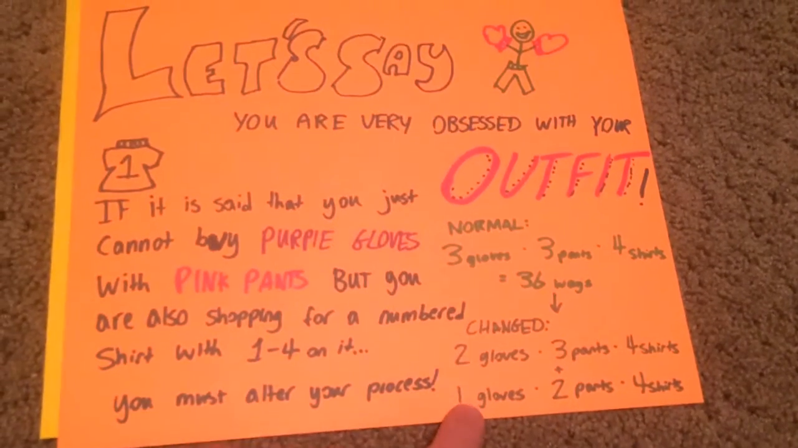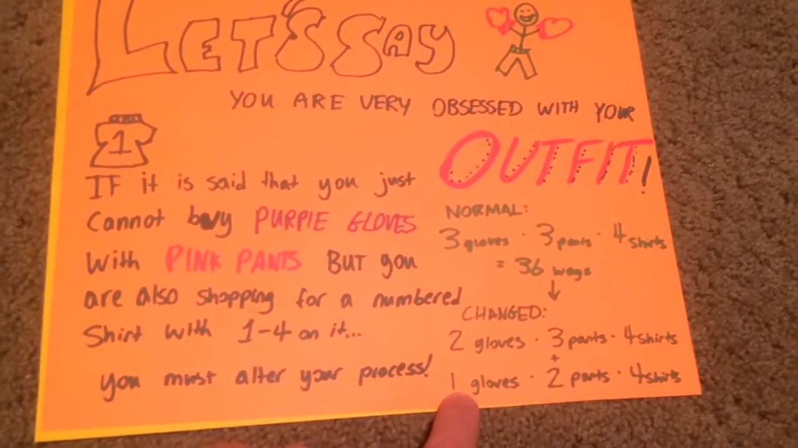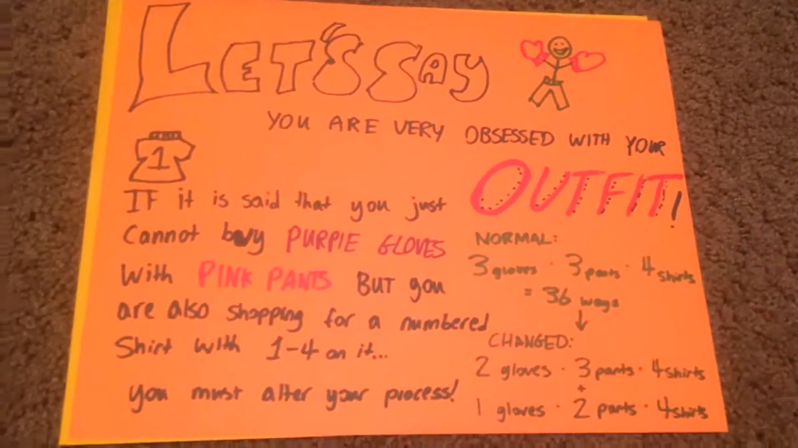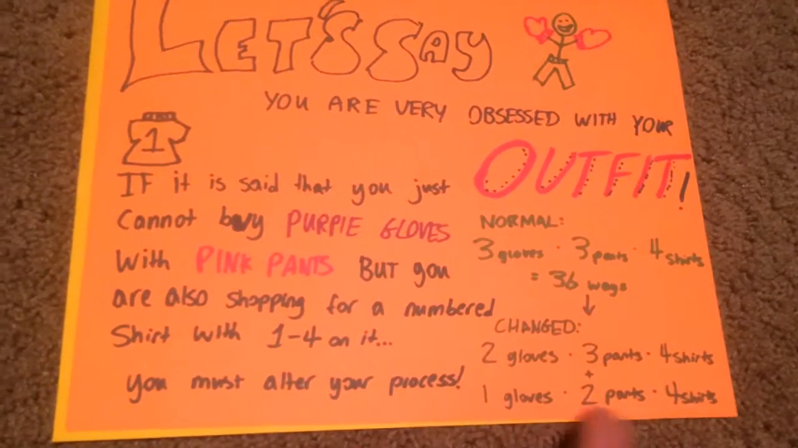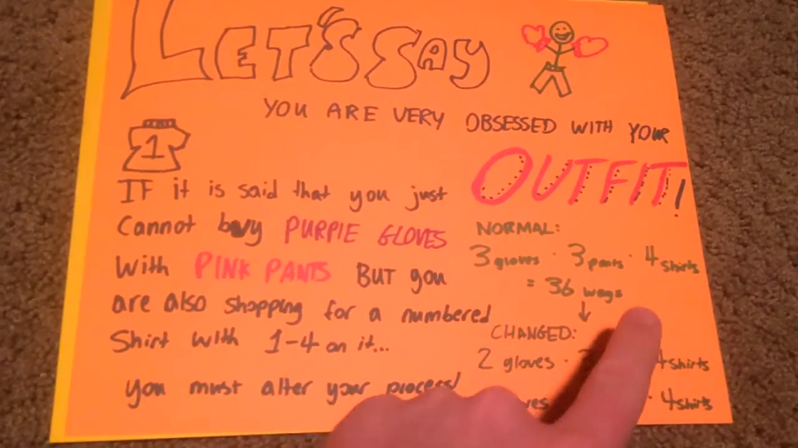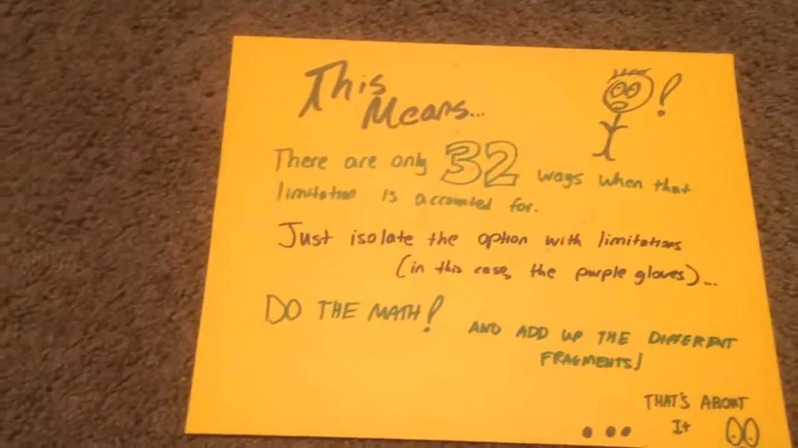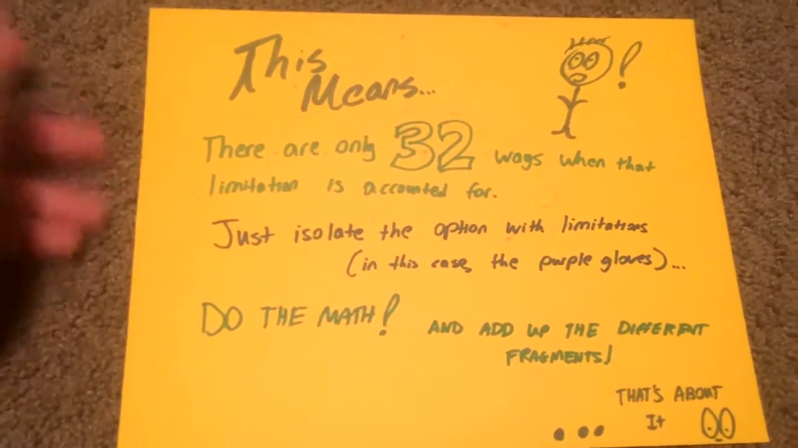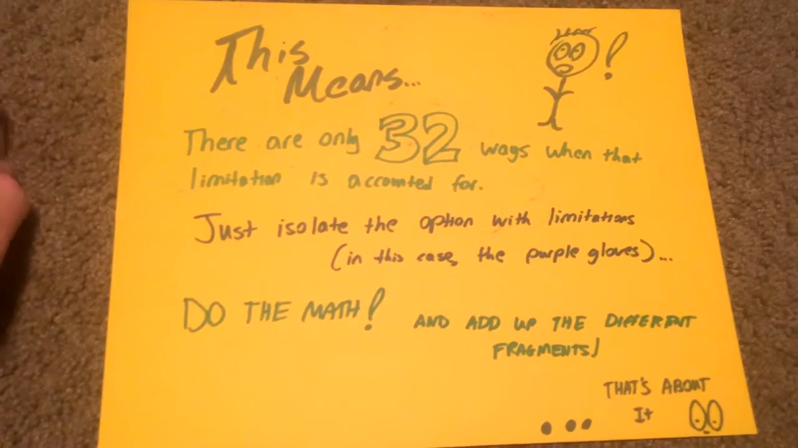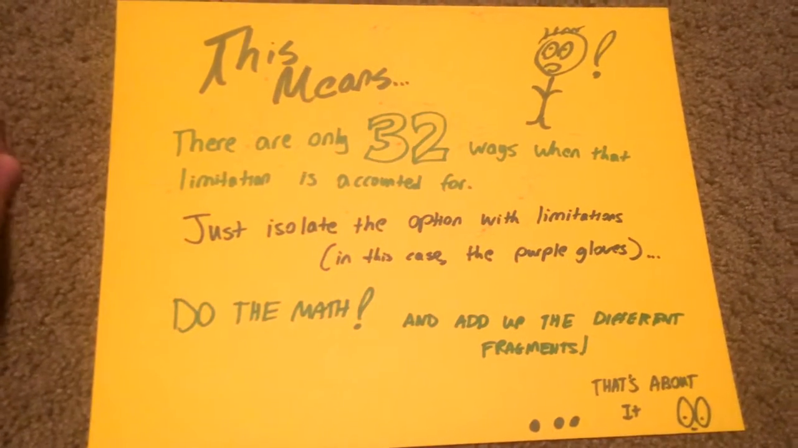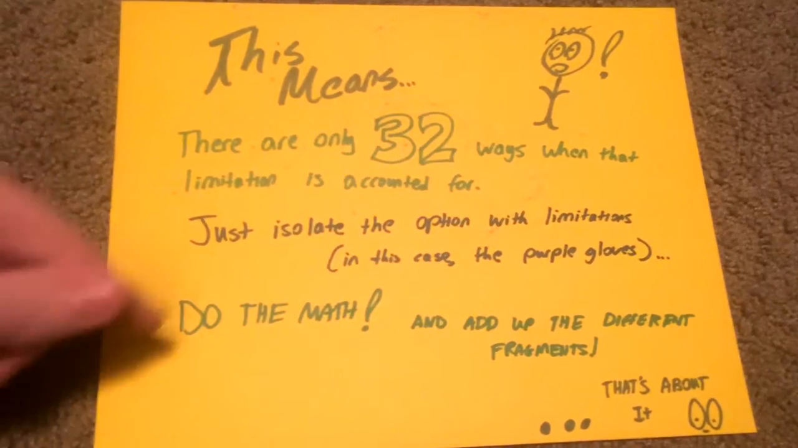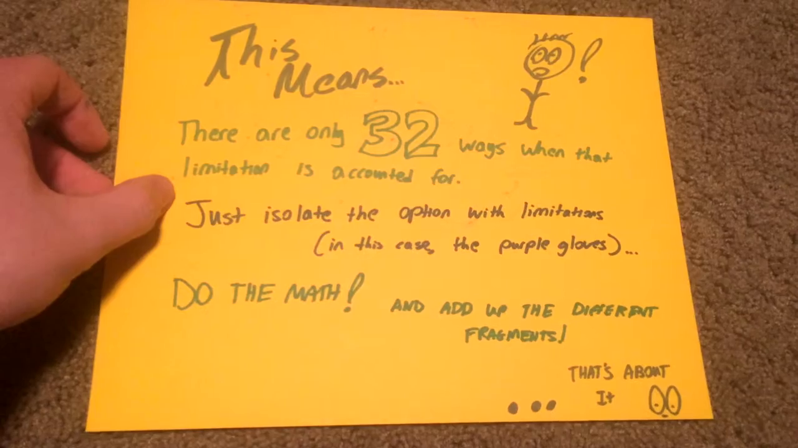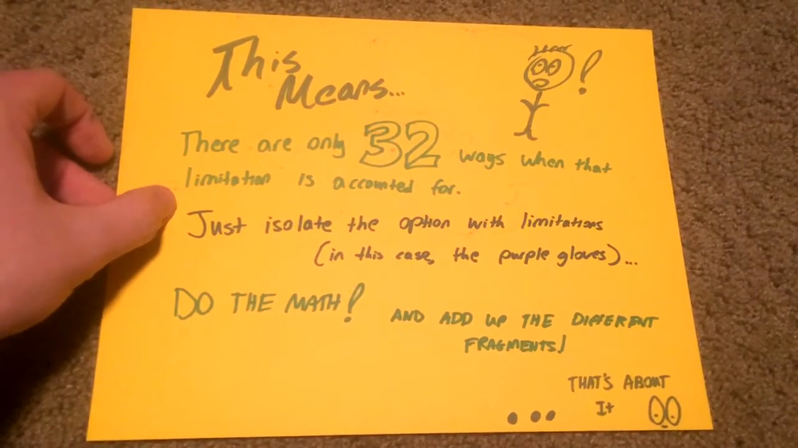And then for the restricted one, we have 1 pair of gloves, which is the purple gloves, 2 pairs of pants, because you can't buy the pink pants with them, and then of course this is the same 4 shirts. So we get 1 times 2 times 4, which is 8. So we've got 24 plus 8. So this means there are only 32 ways when that limitation is accounted for, as opposed to 36 without the limitation. Just isolate the option with limitations, in this case the purple gloves, do the math, and add up the 2 different fragments. And that is about it on the basic counting principle. The end.